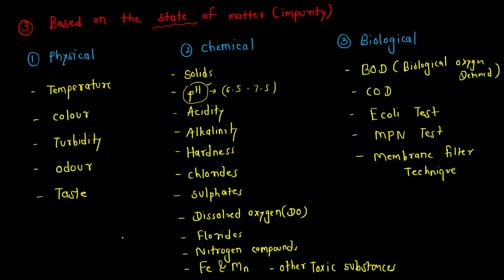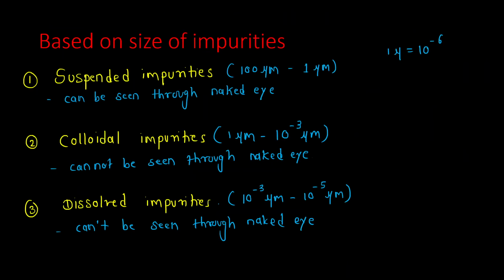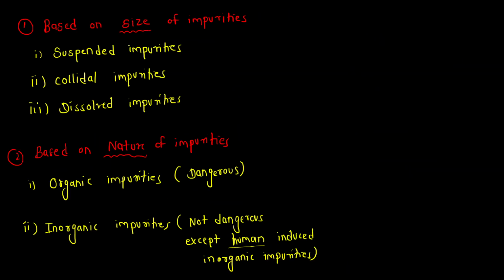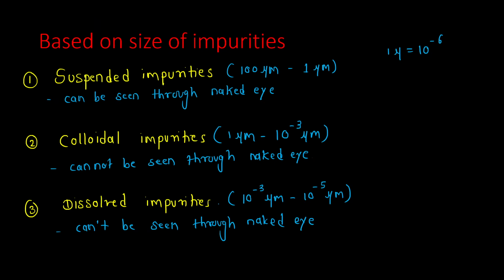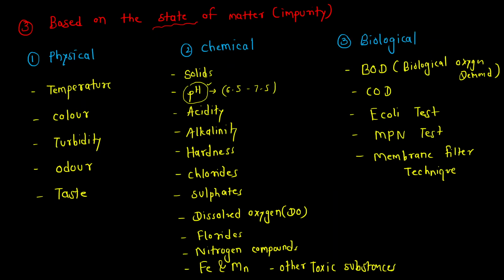So physical impurities are what we are going to see in this lecture. We have seen the classification of impurities based on the size, based on the nature, and the last one is based on the states of matter or the states of impurity. Among the states, we are starting now with the physical impurities. Among the physical impurities we have five subheadings: temperature, color, turbidity, odor and taste. Now the first one we will start with is temperature.